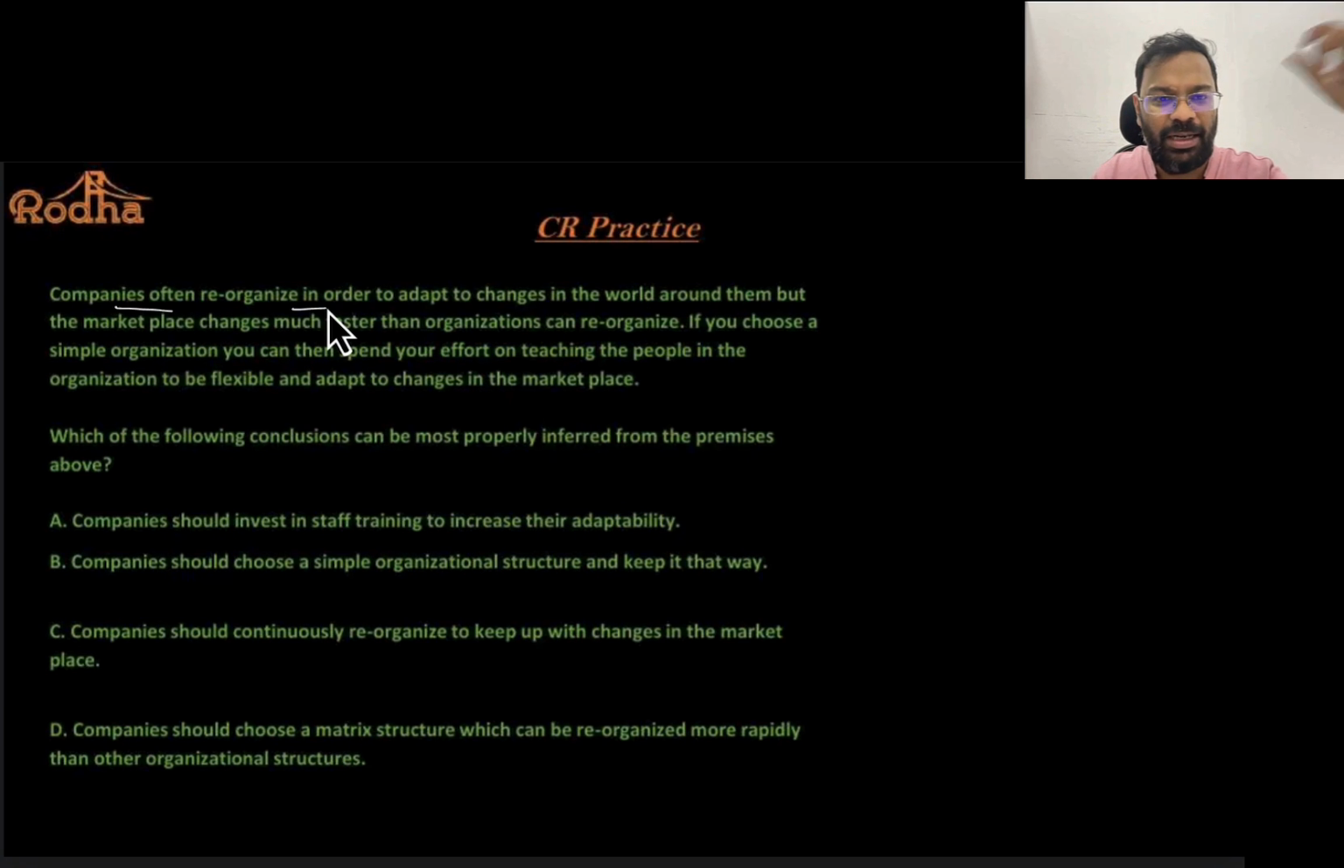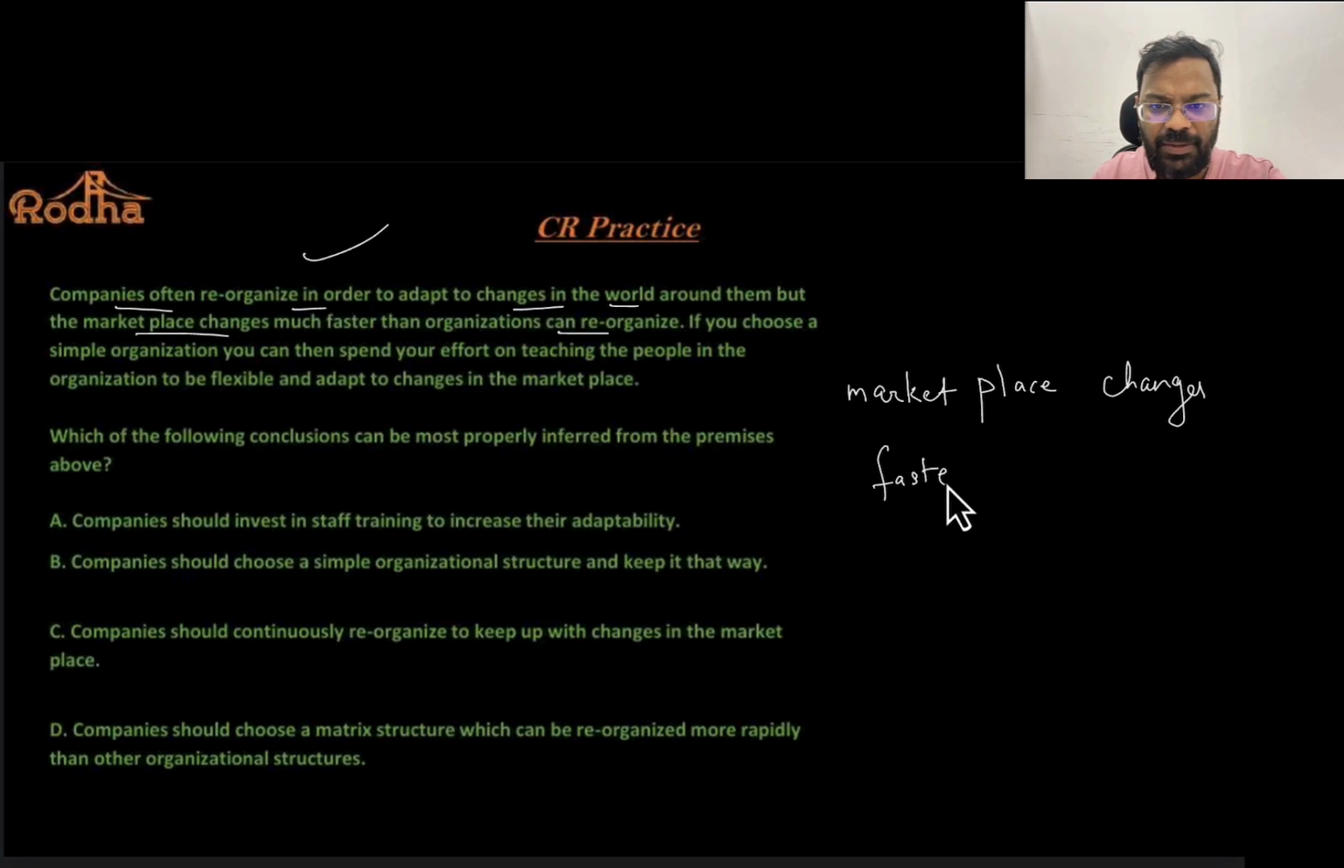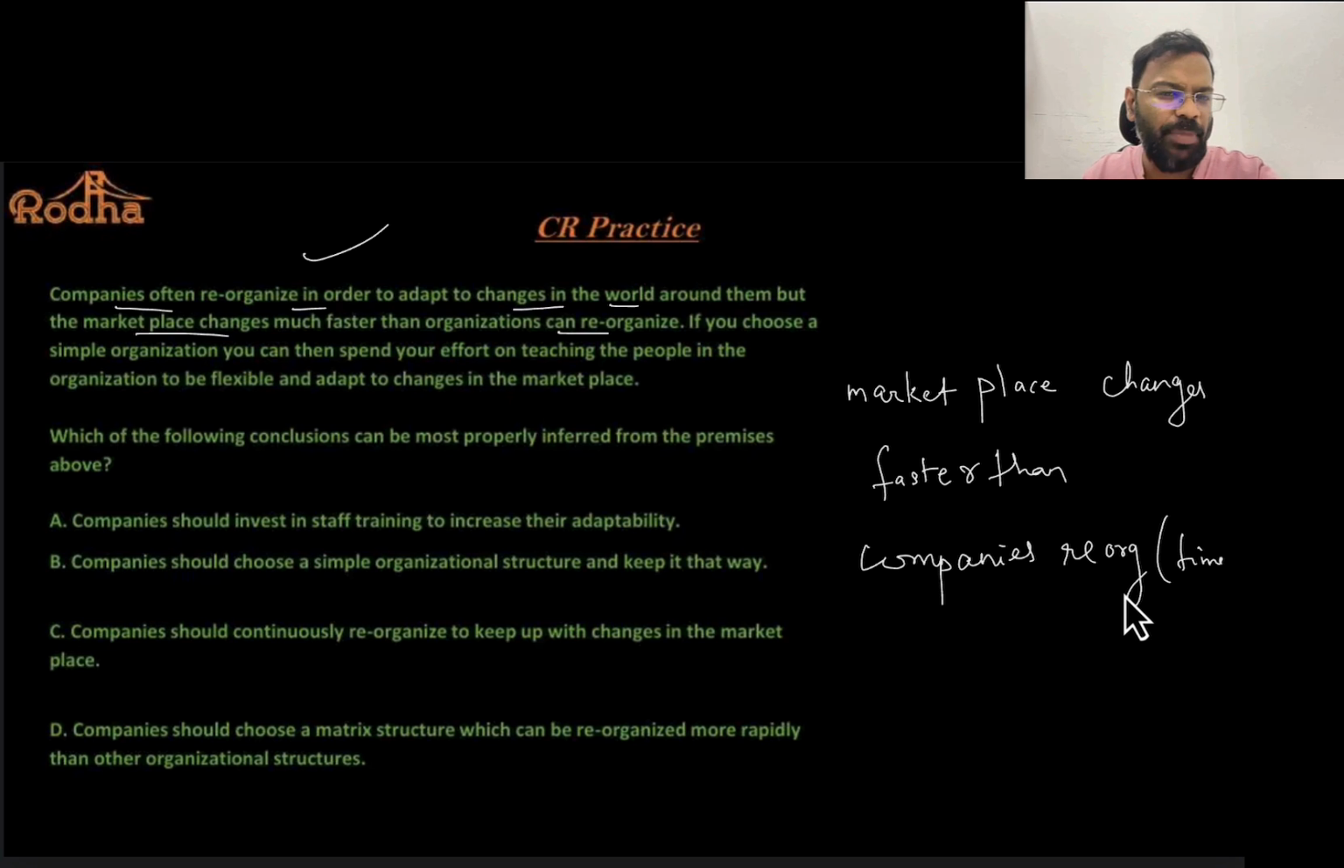Companies often reorganize in order to adapt to changes in the world around them. Great. But the marketplace changes much faster than organizations can reorganize. So what we are trying to say here is that the marketplace changes faster than the companies' reorganization time. So maybe the companies are not doing the right thing. Maybe they need to reorganize faster, but that's something beyond the argument.